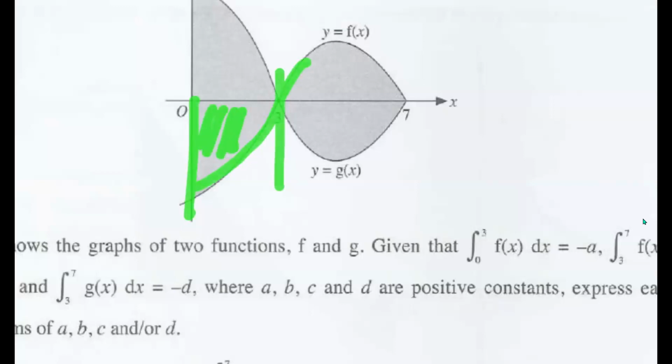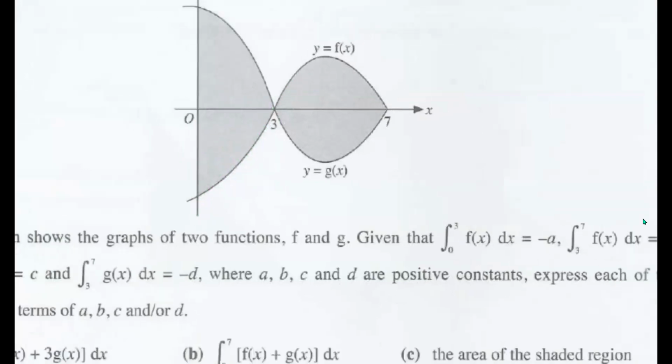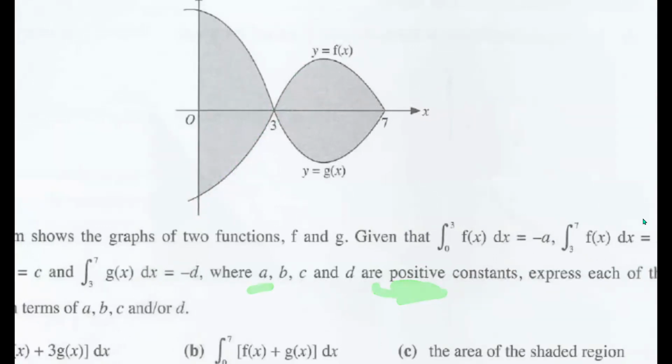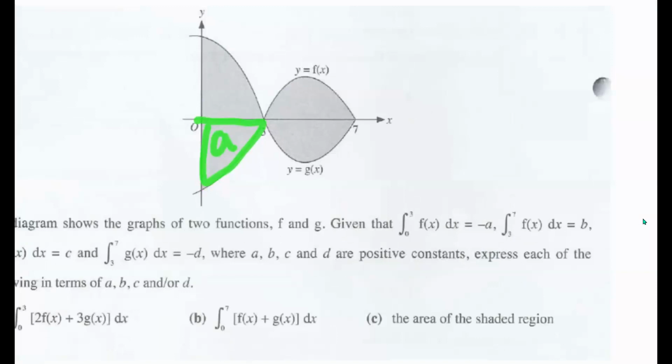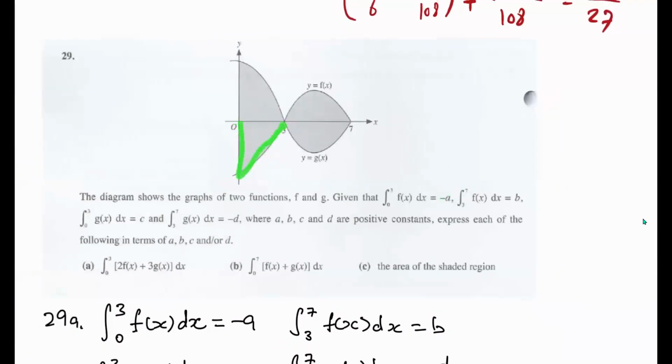The area here is modulus of negative a, which is just a. Okay, a is positive constant. So yeah, definitely just modulus negative a, which is just a. Okay, the area here. Right. Here there's a minus sign followed by a positive constant a because this part of the graph is below the x-axis. Below must be negative.